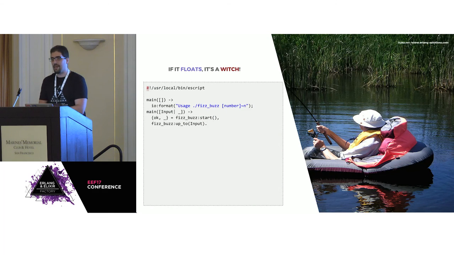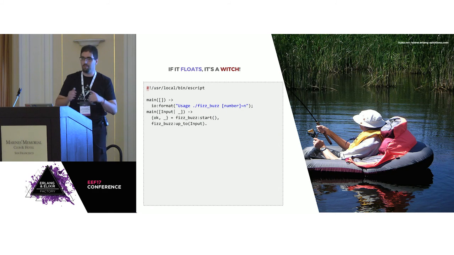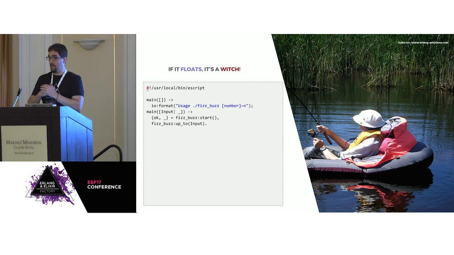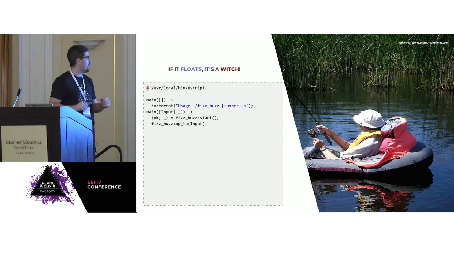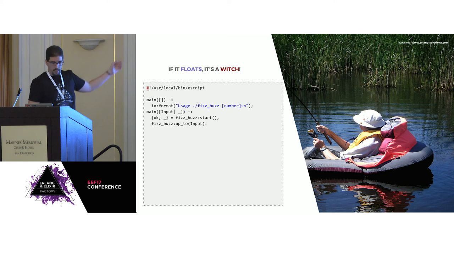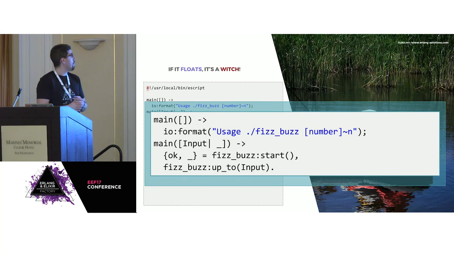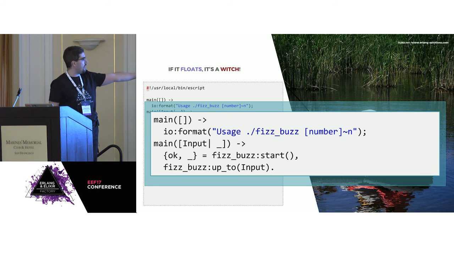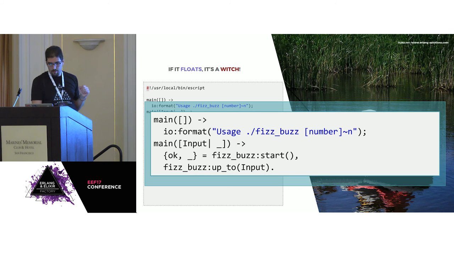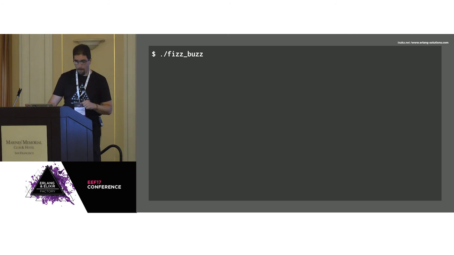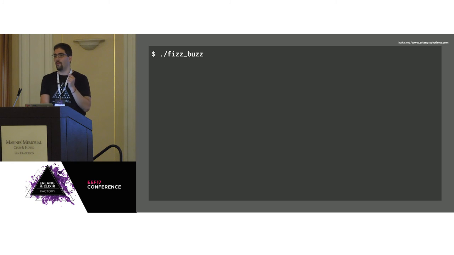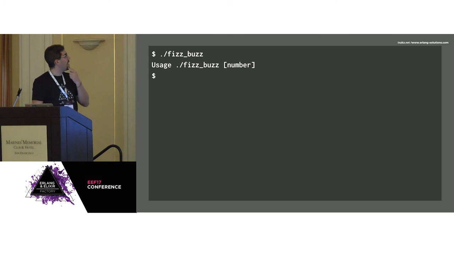Okay, final part. Let's get back to our current business with FizzBuzz. We wanted an escript, not an Erlang program. So we write an escript here. Basically, I put a little usage message if the parameter is not provided. If a parameter is provided, I just call the function that we had before. There you go. I compile. Nope. This is an escript. Don't compile. This is interpreted. So I just use it.